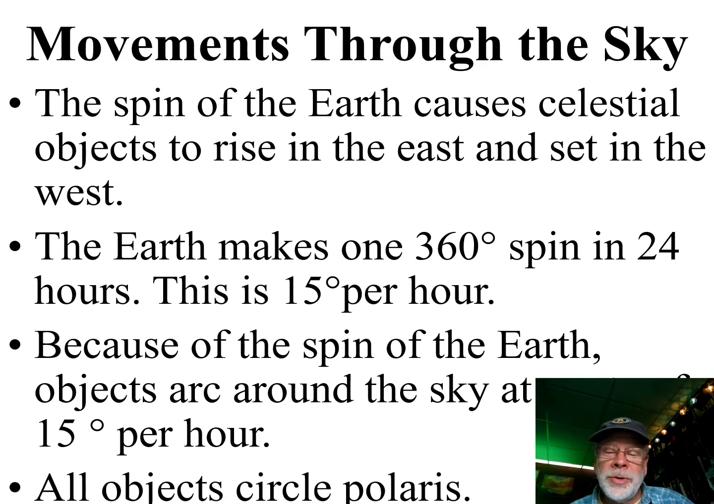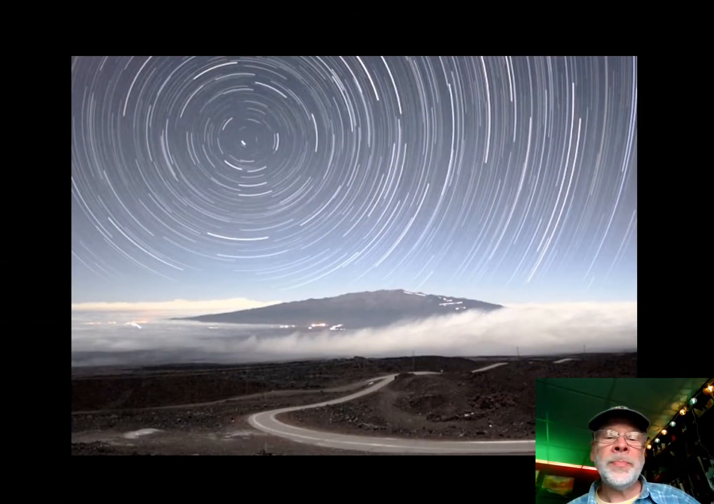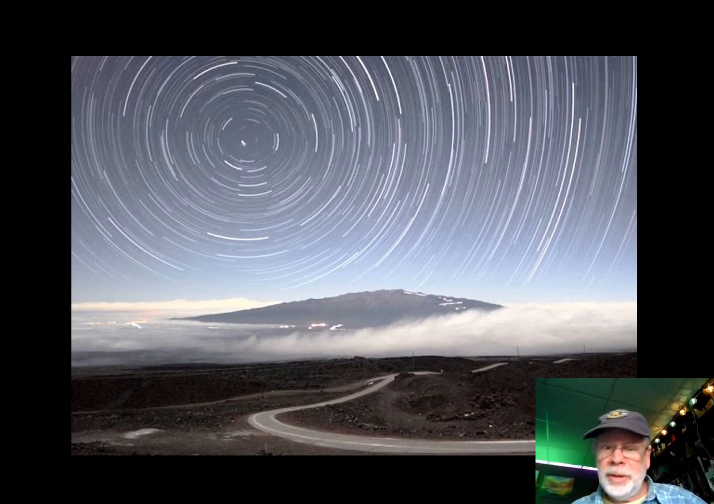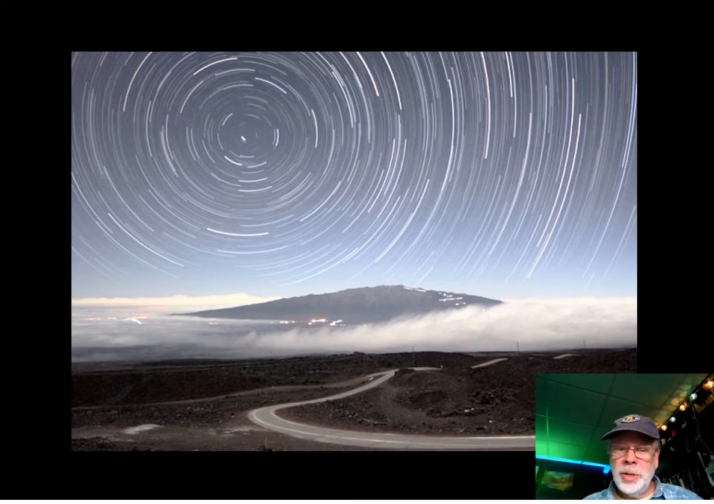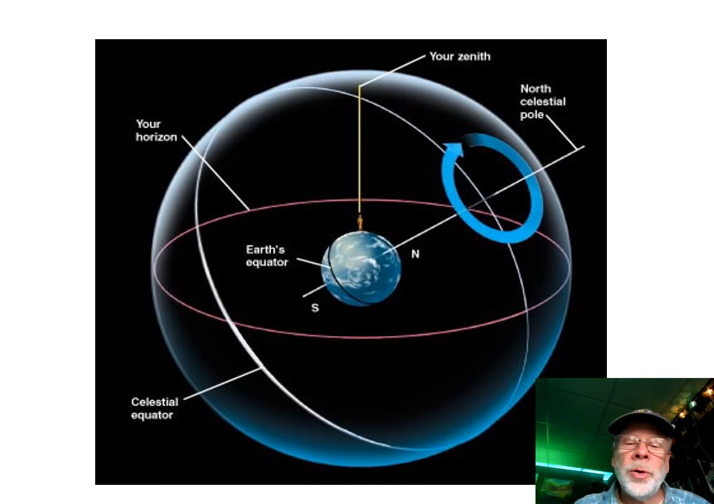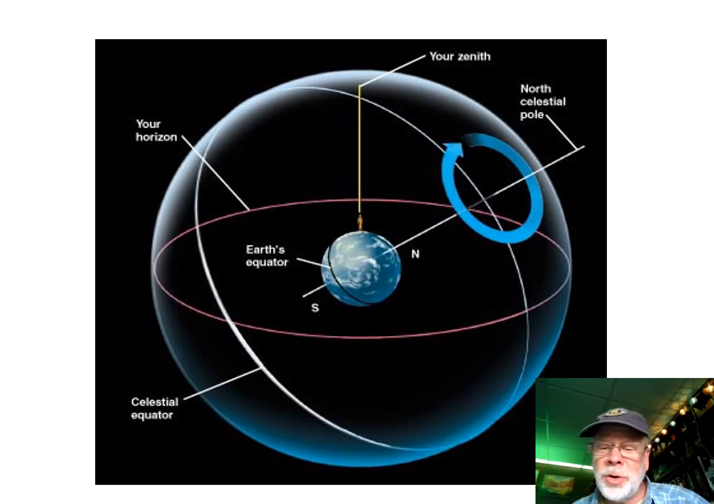All objects appear to circle Polaris. Now, why is that so? Well, let's say there would be Polaris right there, all right? So all the objects would be apparently going around Polaris. That's why, because the Earth's north pole is pointing directly at Polaris on a line going through our axis. That line intersects very neatly with the star Polaris.